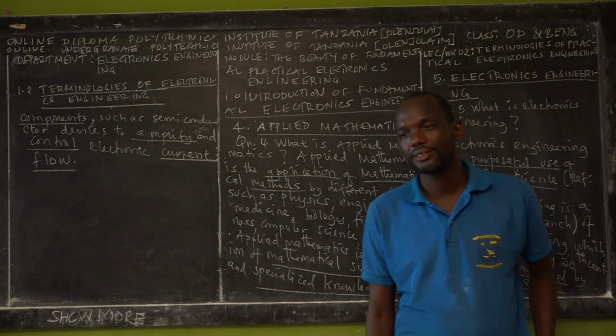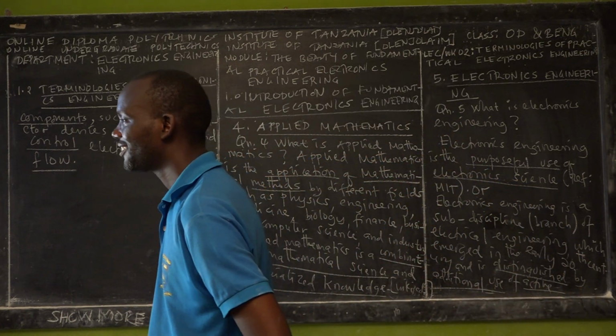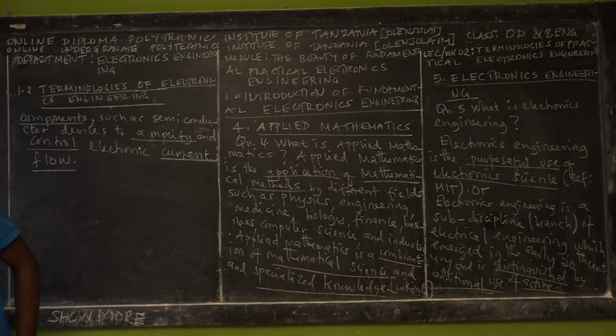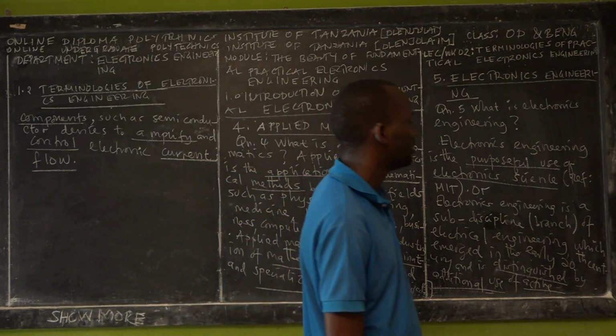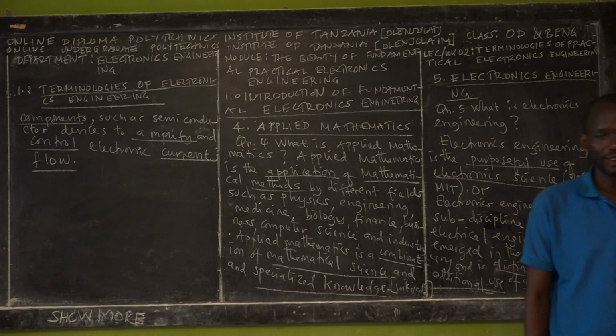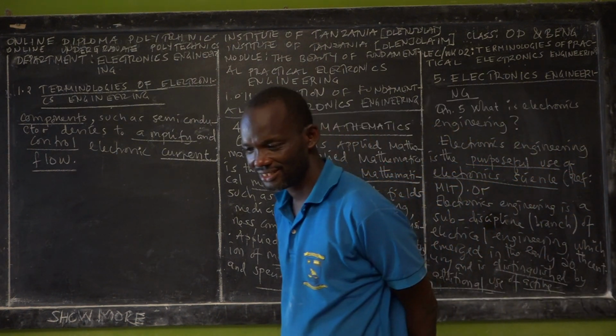Diode. Another example? You have finished all the examples? Transformer. No, a transformer is not an active component. What is the meaning of active when you say that something is active? What do you understand?